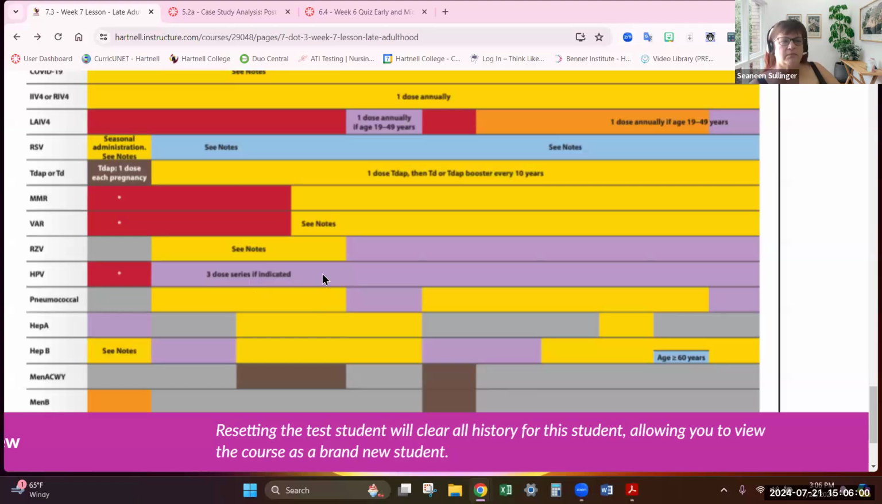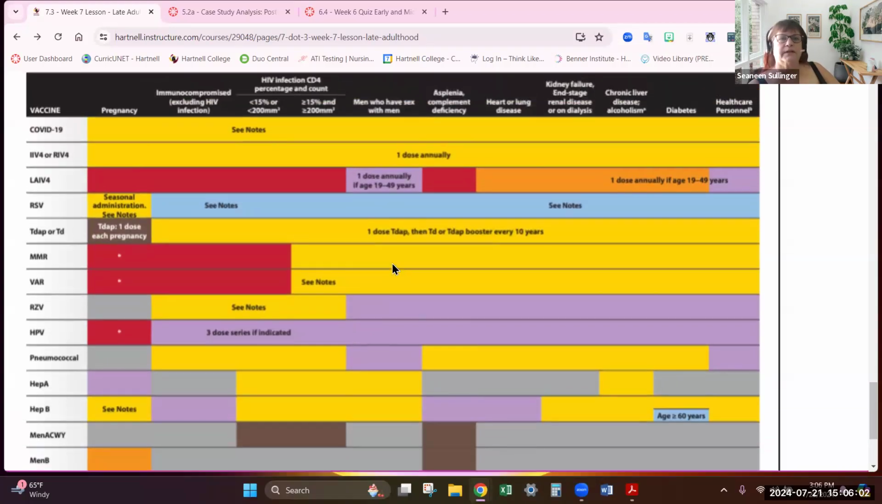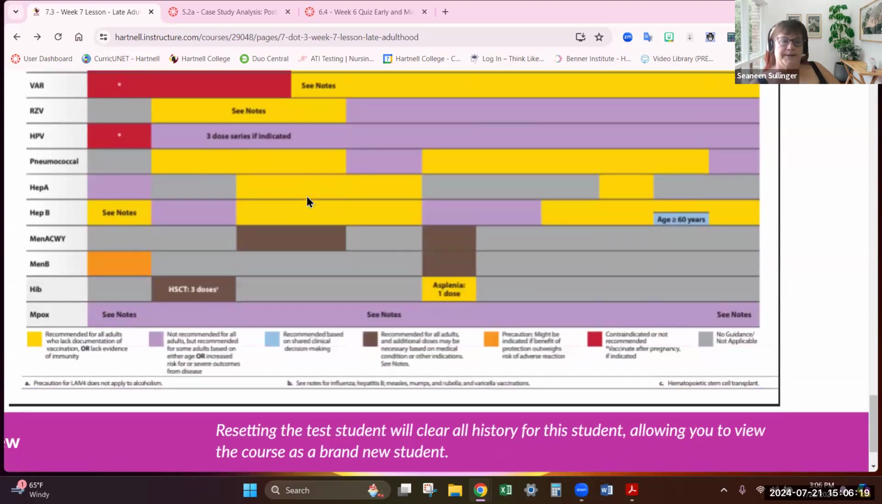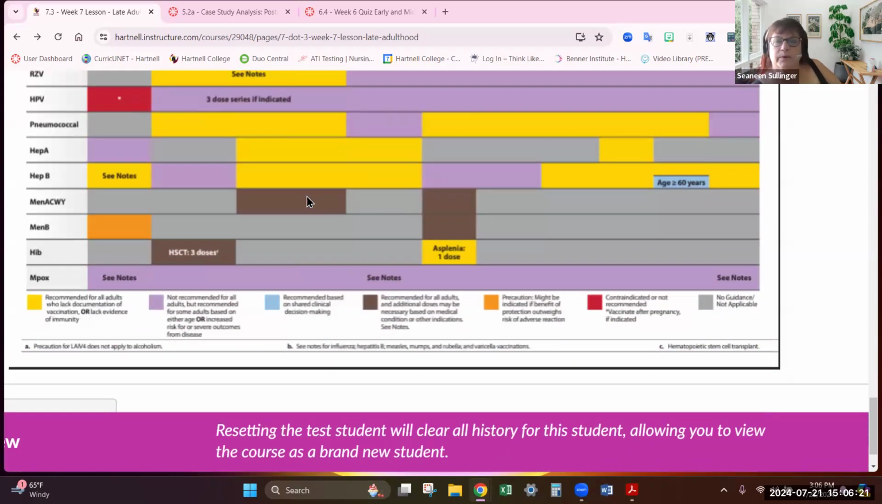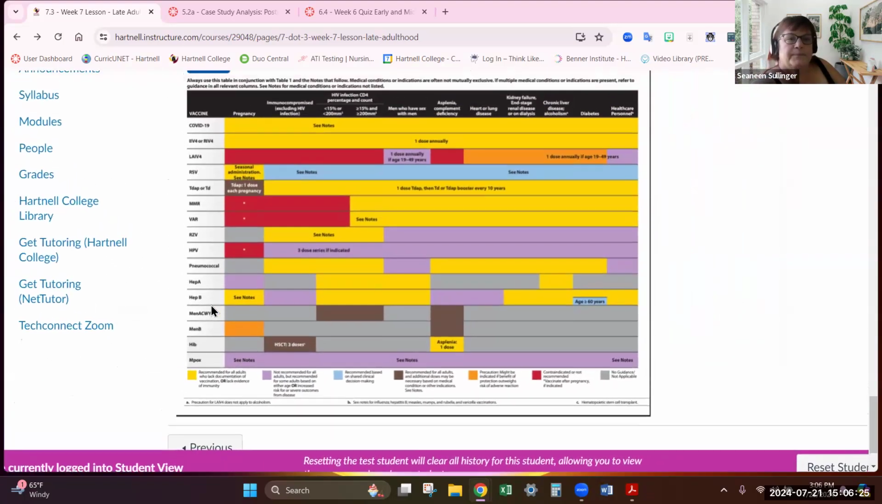HPV, if you're not sexually active later on in life, then hopefully you got it earlier. But it says if indicated. So we don't want live viruses if you have HIV or you're immunocompromised, because your body can't fight those off if it's a live virus. And so yeah, red is contraindicated. There's your key down at the bottom. Y'all can take a look at that.